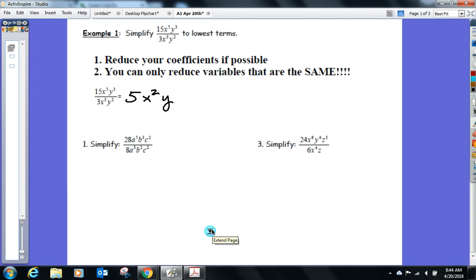And I'm going to add in a couple more too. So 28 over 8. 8 doesn't go into 28 evenly, but you can reduce it. Reduce 28 over 8. Find the biggest number that goes into both and reduce it for me. And I'll ask somebody here in a second.